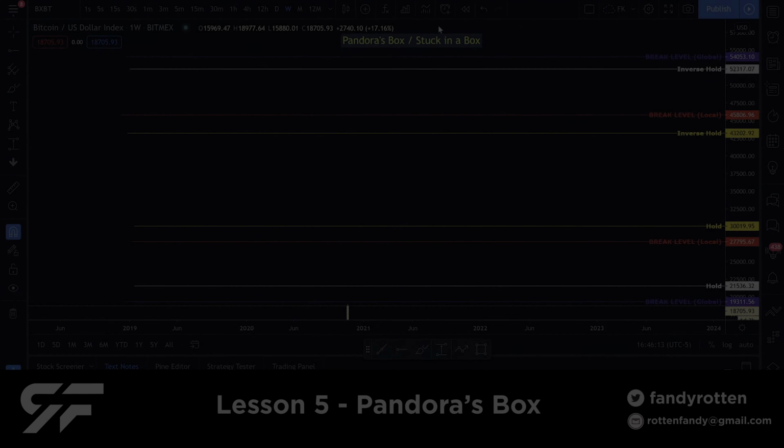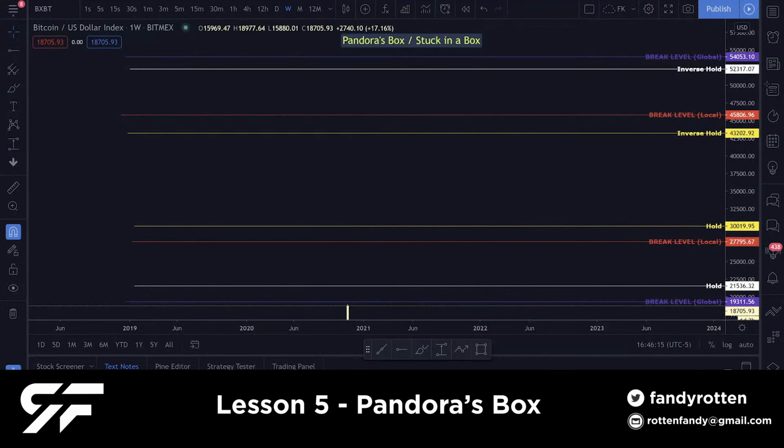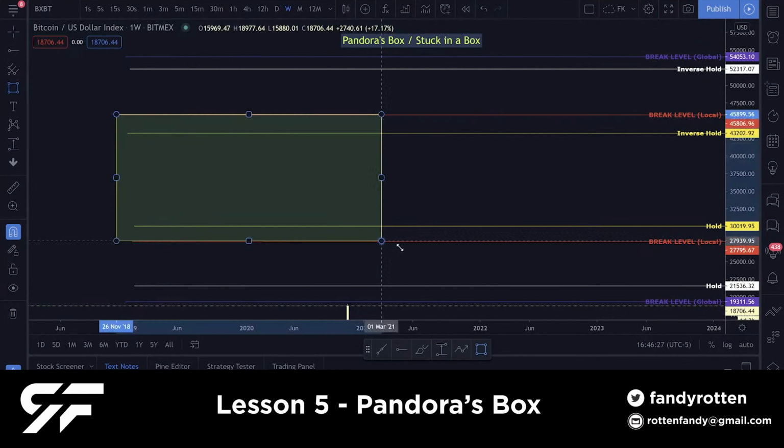Alright, so in this lesson we're going to talk about Pandora's box, or you can call it stuck in a box. Name is not important, the concept is more important. You can call it whatever you want. So typically our move is almost always stuck in a box, okay?